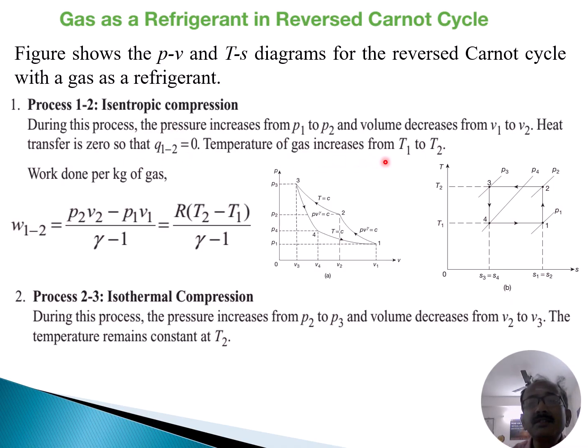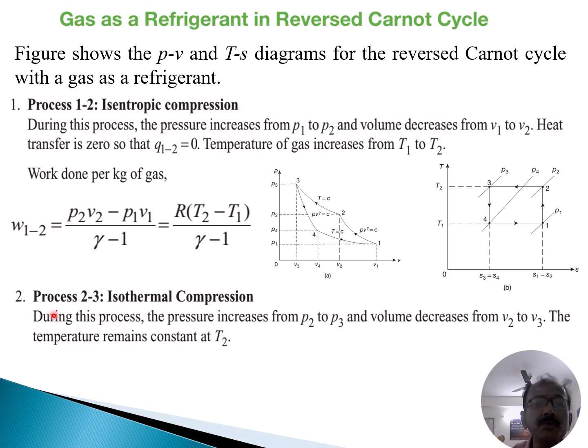Temperature of the gas increases from T1 to T2. So this is T1, and this is T2. Work done per kg of gas: W12, we know, for isentropic compression, this is the formula of work done, P2 V2 minus P1 V1 by gamma minus 1. So we just put the values, and we get this.